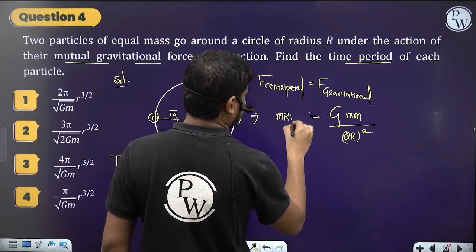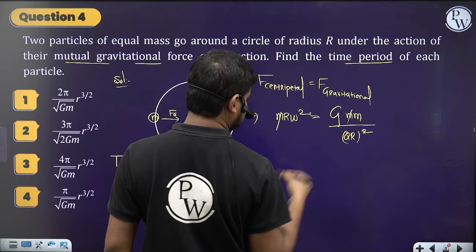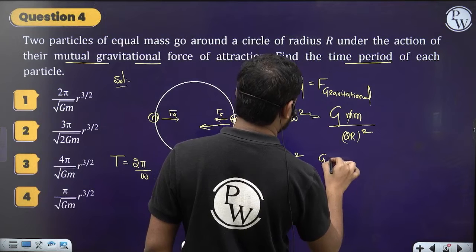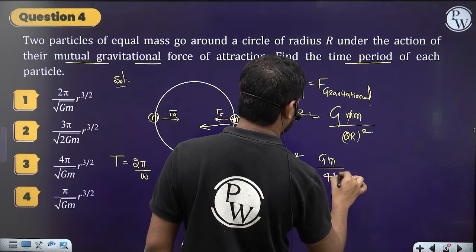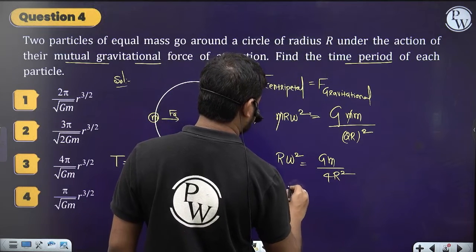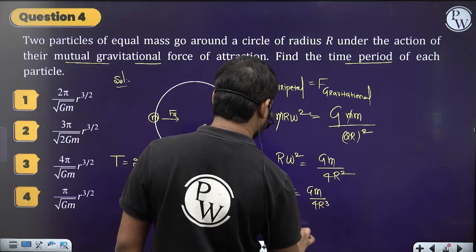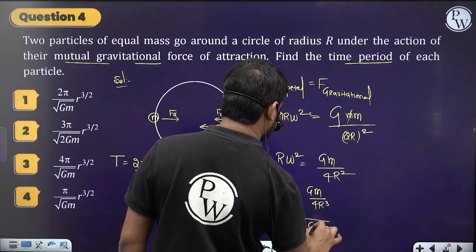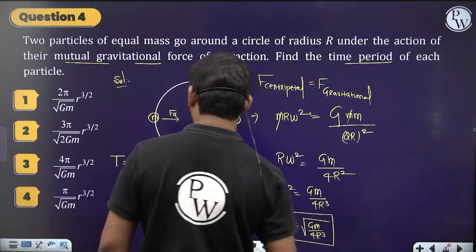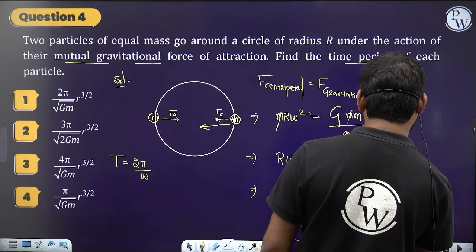M R omega square. So from here, one m cancels. So then I can write R omega square is equal to G m by 4R square. From here actually we need omega. So omega square is equal to G m by 4R cube. Right. So omega is equal to square root of G m by 4R cube. Yes. So now let it be. Now I have to find the time period. Simple calculations. Do it on your own, guys.